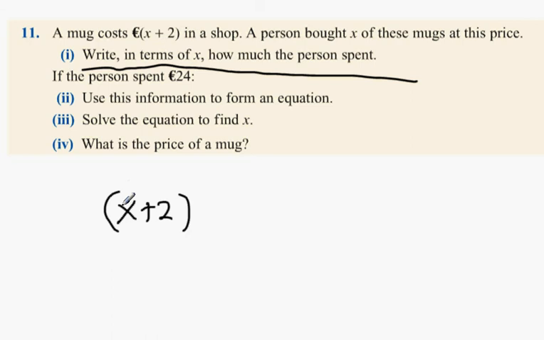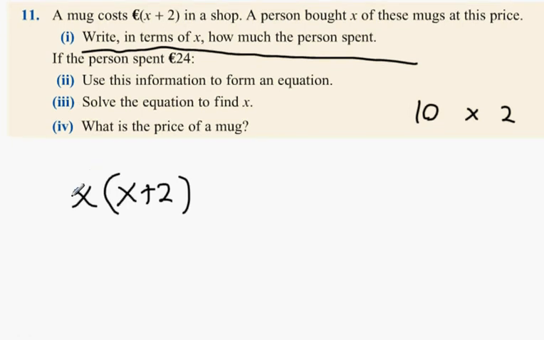Usually, if you bought 10 mugs and each mug cost you €2, you'd all tell me you spent €20. That means you multiply the cost of the item by the number of items you bought. So that means x multiplied by x plus 2. Jan, what's that? It's x squared plus 2x. Now that's the answer to part 1. Why is this an expression, Jan? Because there's no answer to it at the moment.